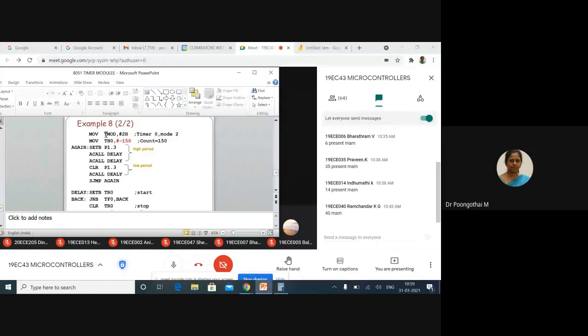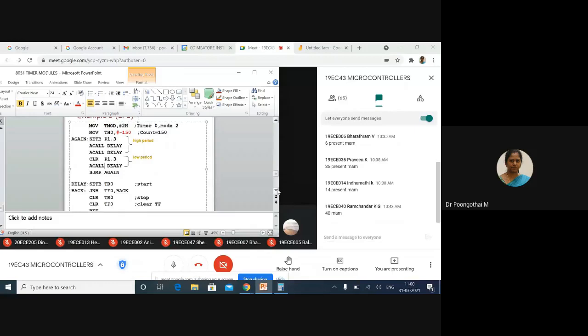See, in this program, TMOD is loaded with 02, which means your timer 0 is operating in mode 2. And minus 150 is loaded into higher order register. Since your timer is running in mode 2, we have to load the initial value into timer higher order register. For square wave generation, they have used P1.3 for toggling. So set bit P1.3, 2 times the delay routine is called, okay, and clear P1.3 and 1 time delay routine is called and repeat the process, okay.